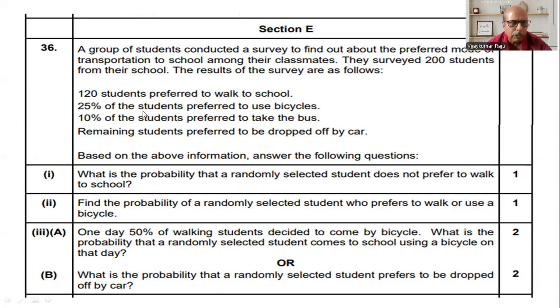25% of the students, that means 25% of 200, prefer to use bicycles. 10% of the students, that means 10% of 200, prefer to take the bus. And the remaining students prefer to be dropped off by car. Based on the above information, you have to answer the following questions. So now let us take up the first question.